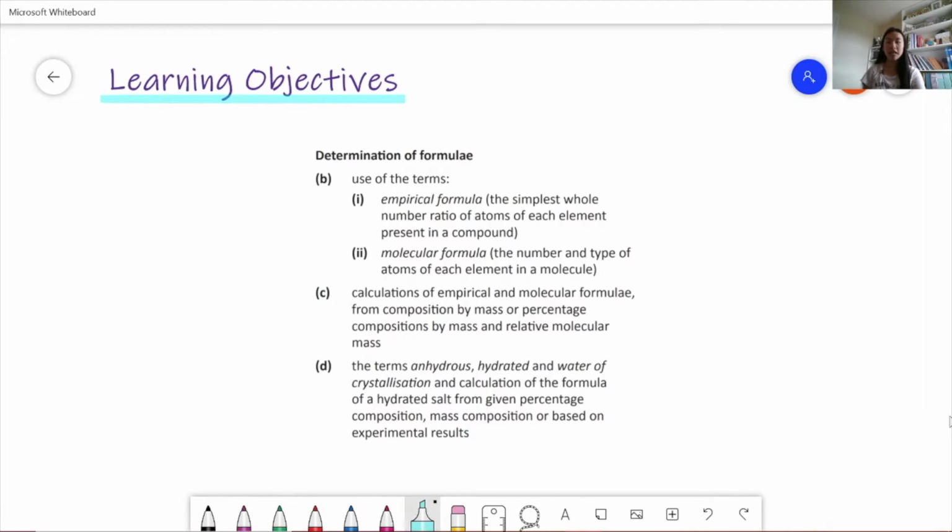Here are today's learning objectives. So first is to look at the use of the terms empirical formula as the simplest whole number ratio of atoms of each element present in a compound, and then the molecular formula, which is the number and type of atoms of each element in a molecule.